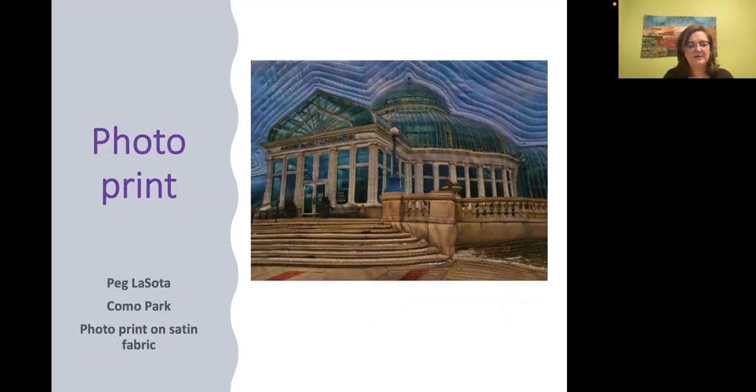My second example is using a photo print. And in here, Peg Lasota, her piece is called Como Park. And she's taken her own original photo, had it printed on satin fabric, and then done the stitching.